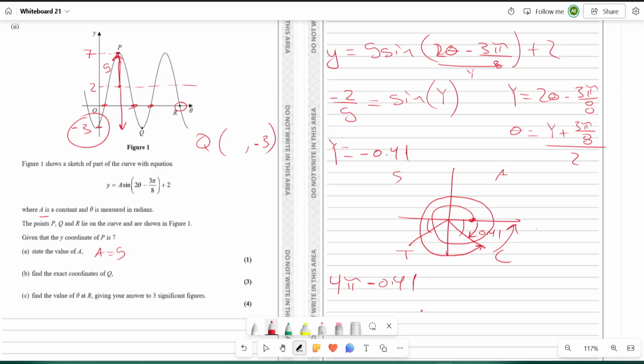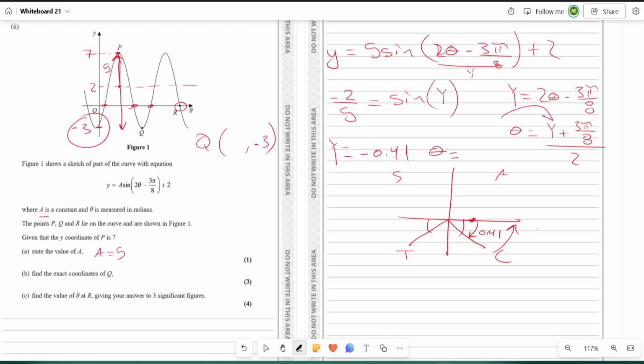Sorry, it's 4 rotations. Yes, here is the fatal mistake that we did. The thing is that we're looking for theta. Theta should be positive, not y. Okay, so if y is negative 0.41, we need to see how much is theta.